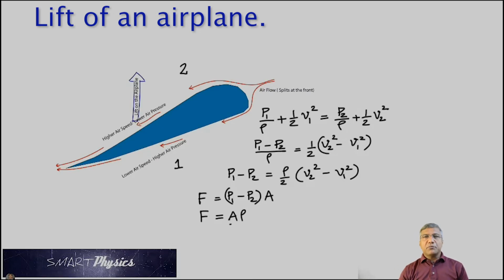Now substituting P1 minus P2, substituting this entire thing, you're going to get the force as A rho by 2 (V2 squared minus V1 squared). So we can calculate the lift by knowing the area of the wings, the density, which is the density of air, and the two velocities.